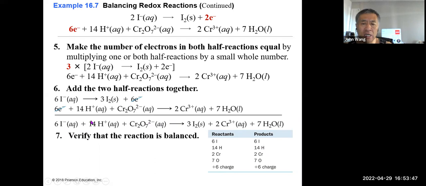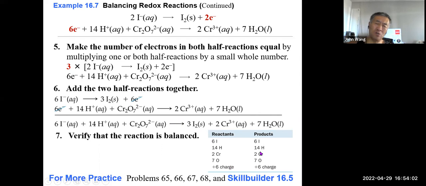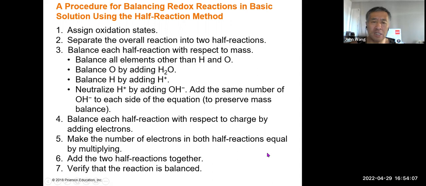Then on the right, what is the charge? Neutral, so there is 0 charge. Then each Cr is 3+, so 2 times 3+ is 6+. So therefore everything is balanced. So good or bad, it's guaranteed you will be able to balance the equation, but you have to follow the procedure.